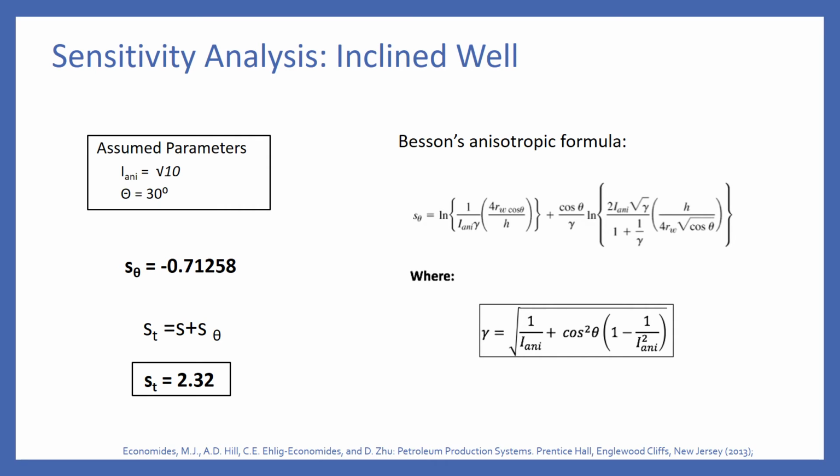The effect of an incline wellbore at an assumed offset of 30 degrees and an anisotropic index of square root of 10 yields a skin of negative 0.71 using Besson's anisotropic formula. Adding this to our Hawkins skin gives a total skin of 2.32.